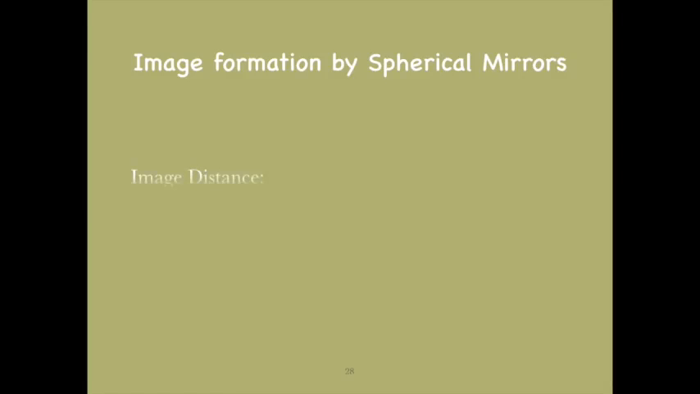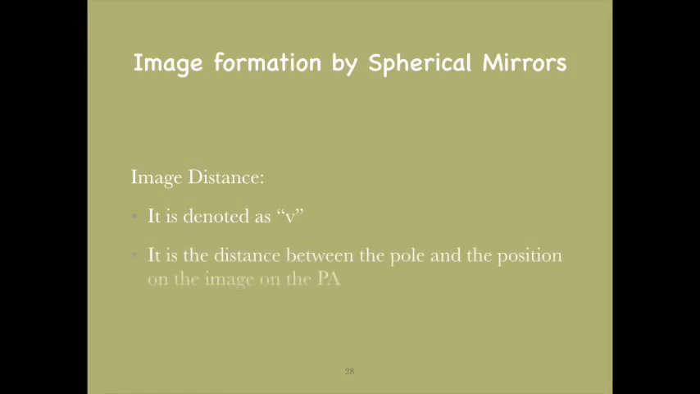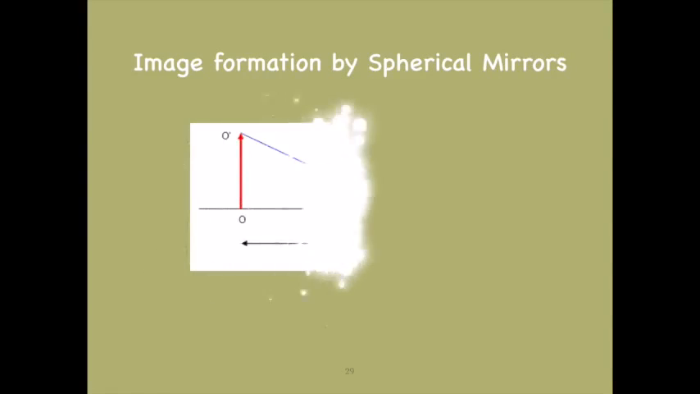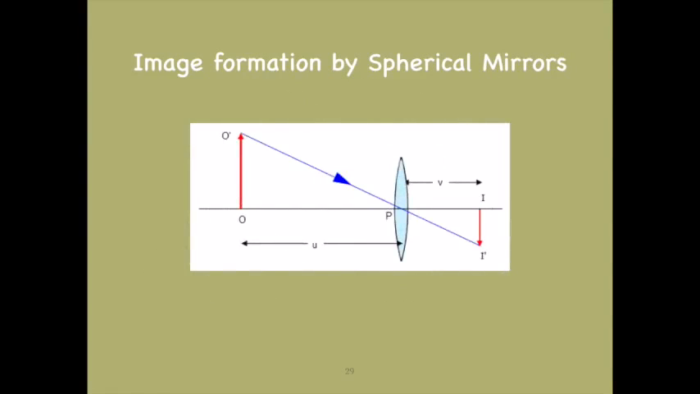Now let's study the image distance. This is denoted as v, and it is the distance between the pole and the position of the image on the principal axis. Given below is the diagram showing the image distance and the object distance, where u is the object distance and v is the image distance from the pole.